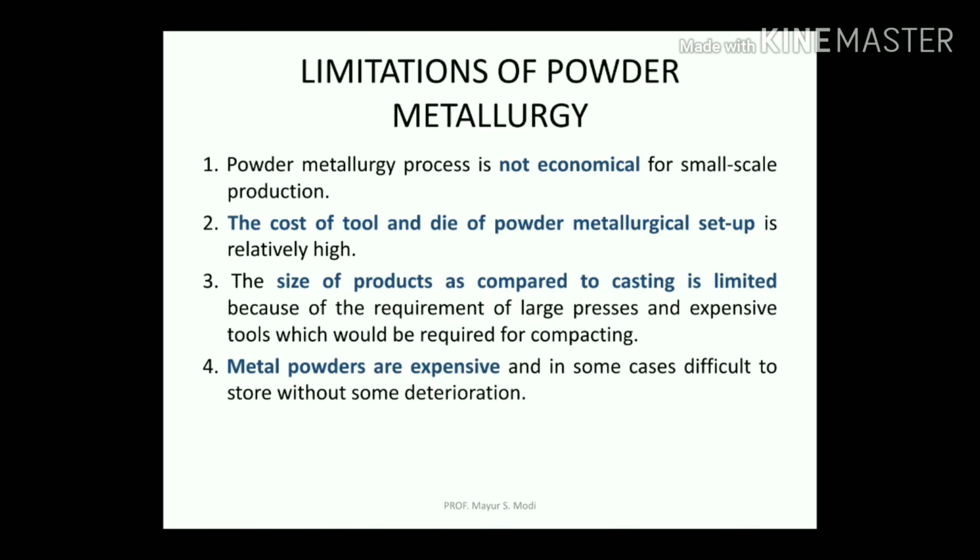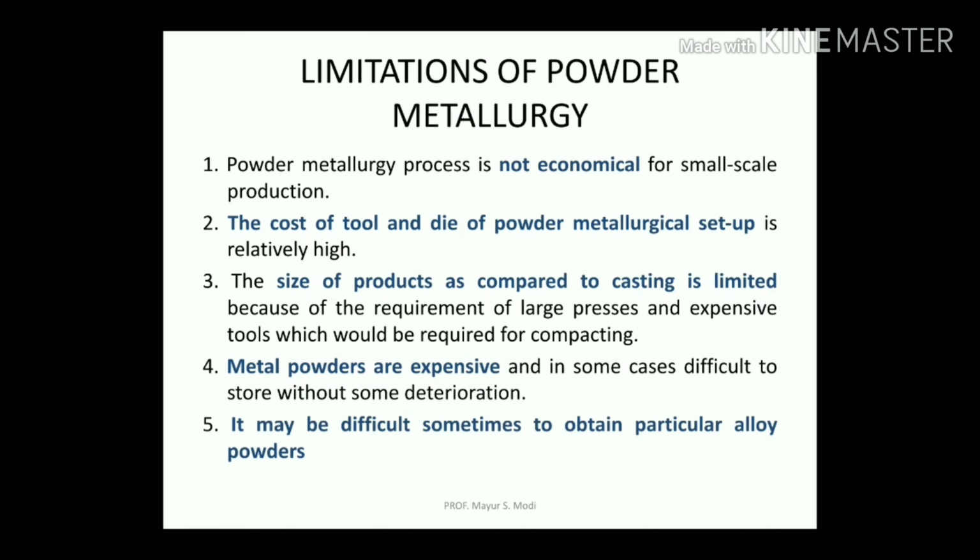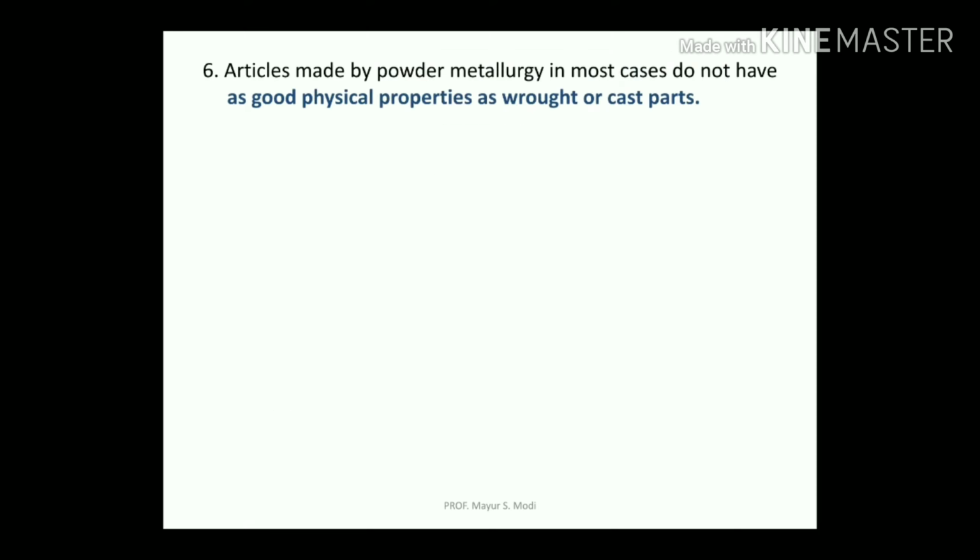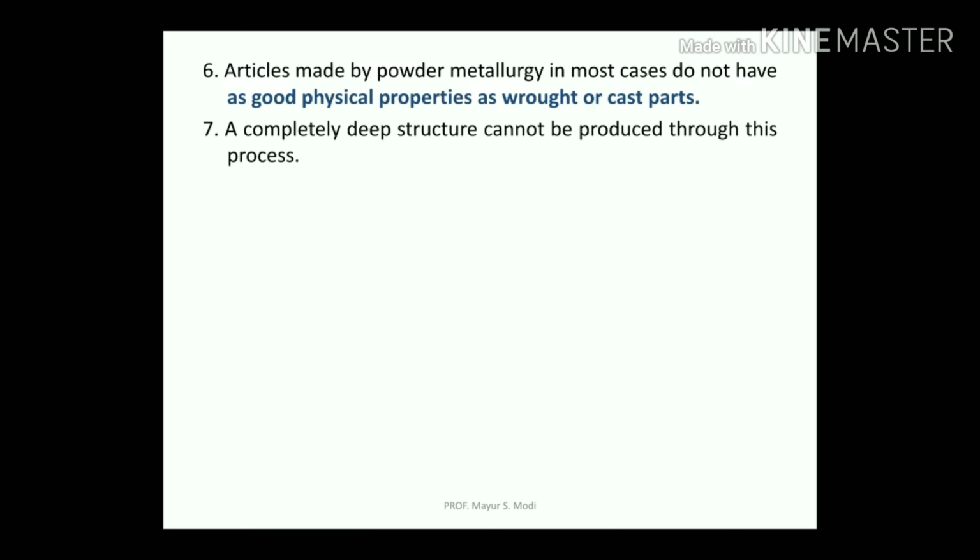Metal powders are expensive and in some cases it is difficult to store them without some deterioration. It may be difficult sometimes to obtain particular alloy powders. Articles made by powder metallurgy in most cases do not have as good physical properties as wrought or cast irons. A completely dense structure cannot be produced through this process. The process is not found economical for small scale production.